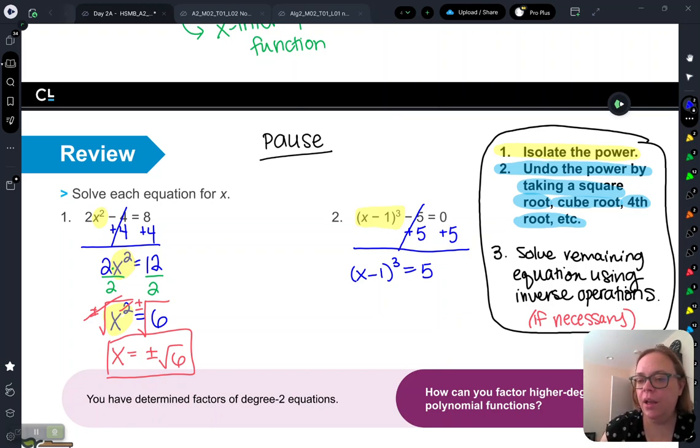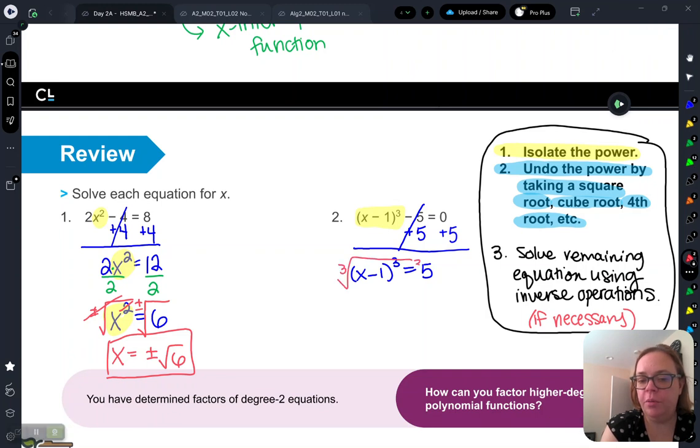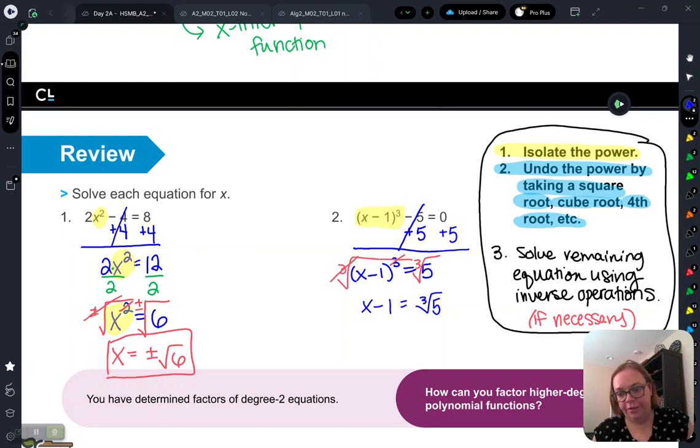Okay, now we can undo the power. This is a cube root. When you're doing an odd root, you do not have to worry about the plus or minus. So we can just go ahead and take the cube root of both sides. The cube and the cube root will cancel, leaving us with just what's inside the parentheses, which is x minus 1 is equal to the cube root of 5. We're just going to leave it as the cube root of 5. We're not going to mess with decimals right now.